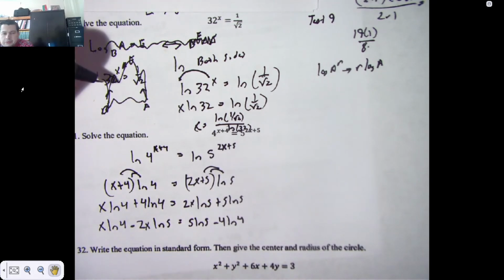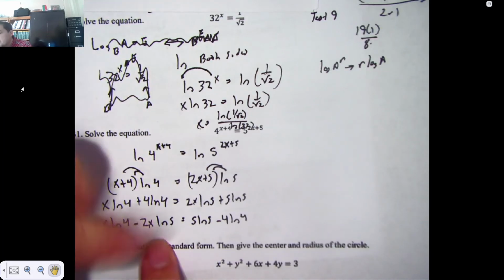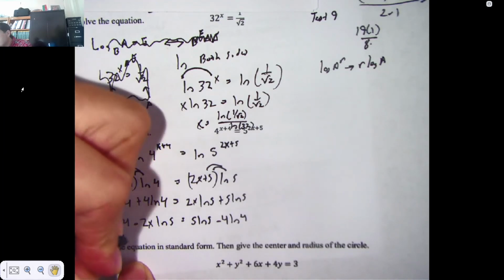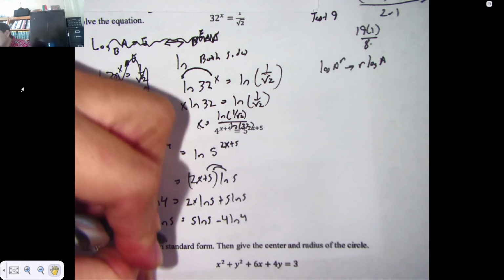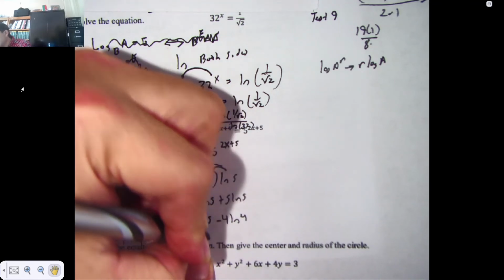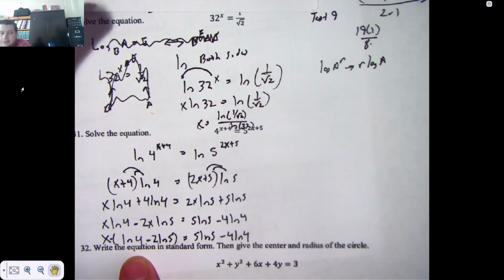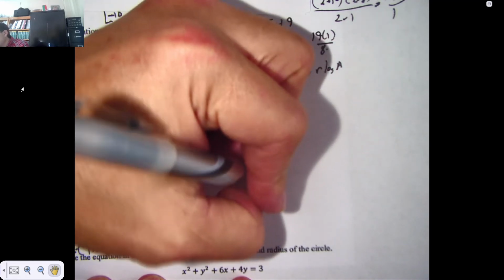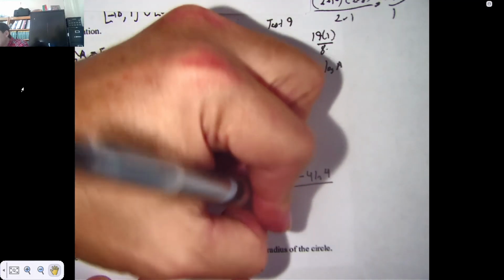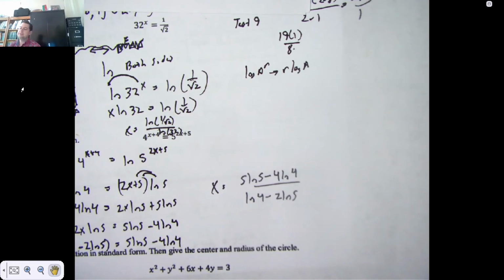First commandment in math is if you can pull it, pull it. I can pull an x from both pieces. So x times the natural log of 4 minus 2 natural logs of 5 is 5 natural logs of 5 minus 4 natural logs of 4. There's an understood multiplier symbol in here, and I know this looks so funky. Just focus on basics. The opposite of multiplication is division. So x is 5 natural logs of 5 minus 4 natural logs of 4, sitting over the natural log of 4 minus 2 natural logs of 5. That's probably how the answer is presented.